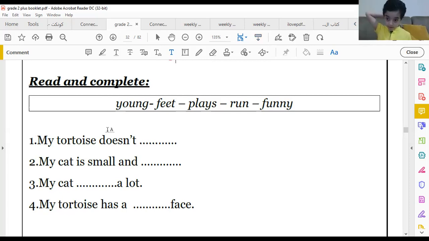Yes. Sentence number one, read please. My tortoise doesn't... Yes, now we choose a word. My tortoise doesn't young. My tortoise doesn't defeat. My tortoise doesn't play. My tortoise doesn't run. My tortoise doesn't funny.